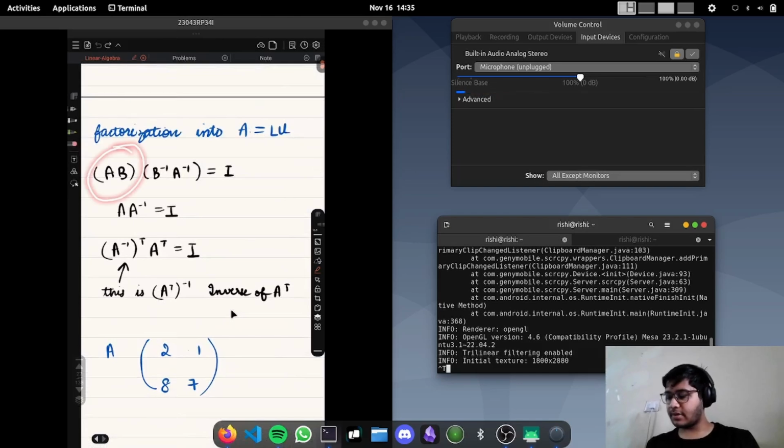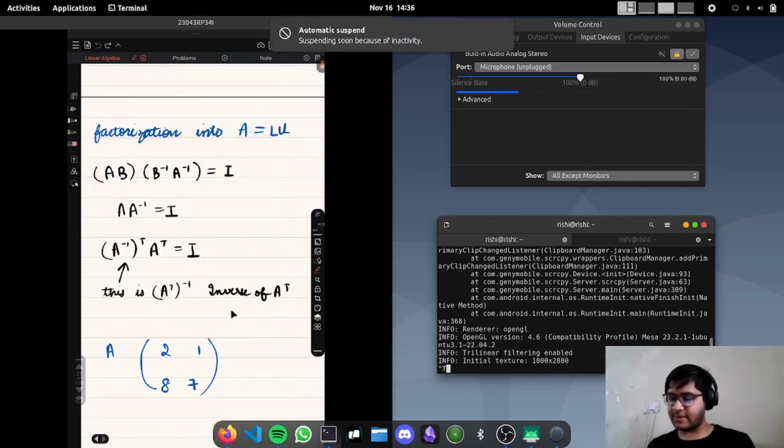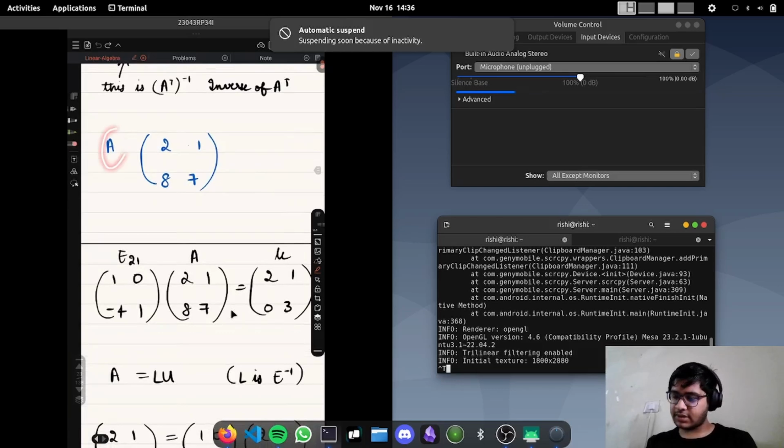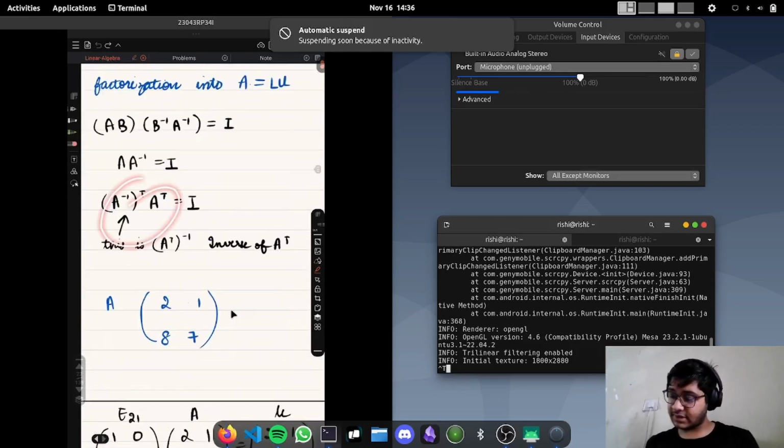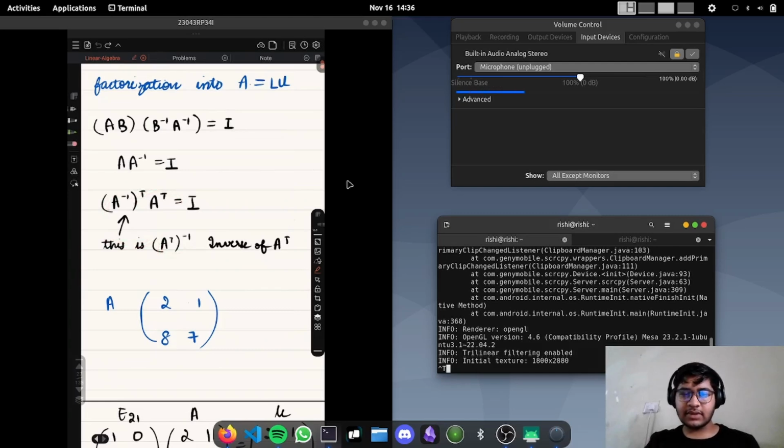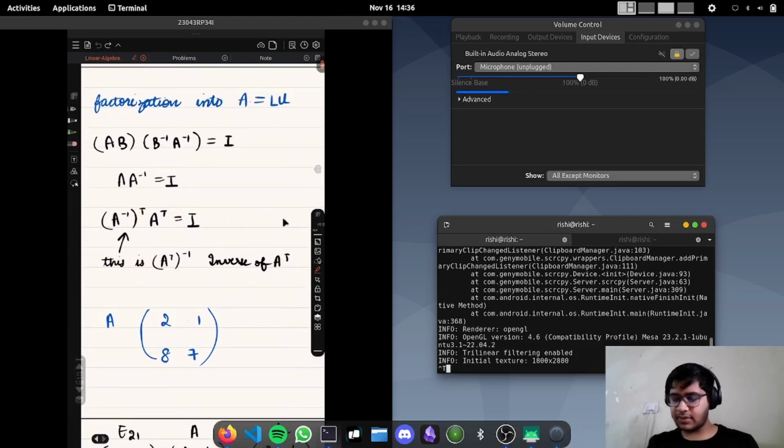So AB. Okay, this is the basic law of inverses. I guess everyone knows that AB multiplied by B inverse A inverse forms A. So this also works for the transpose essentially. Obviously we have to reverse the steps now.